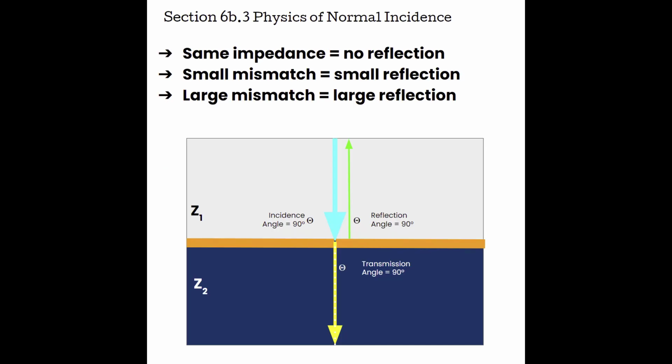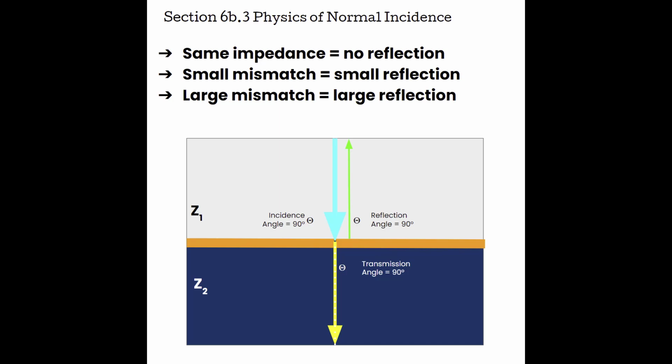So we are going to start out with the physics of normal incidence for section 6b3. We know that when a sound beam comes to an interface at a normal incidence, it is a perpendicular incidence or a 90-degree angle to the boundary. For a reflection to occur, do you remember what must be different? It's the impedances. The impedance of medium 1 has to be different from the impedance of medium 2 for reflection to occur with normal incidence.